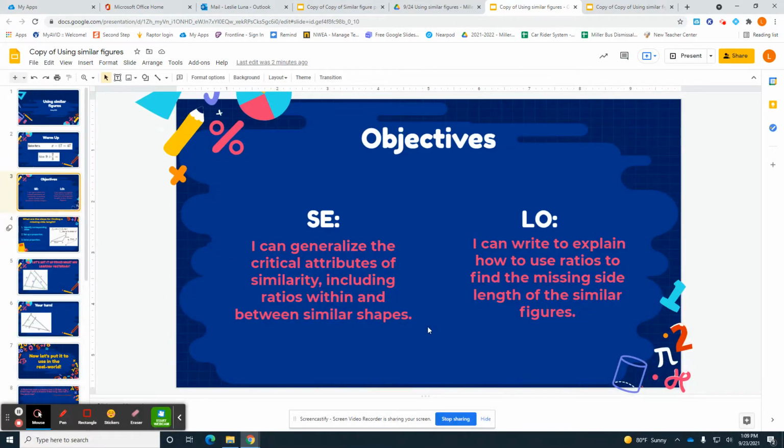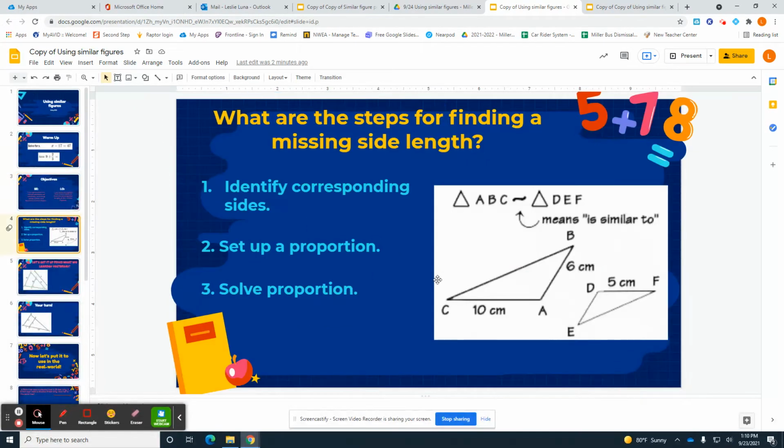So today's SE is the same as yesterday. I can generalize the critical attributes of similarity, including ratios within and between similar shapes. Okay. And then our LO says, I can write to explain how to use ratios to find the missing side length of the similar figure. All right. So these are what are the steps for finding a missing side length?